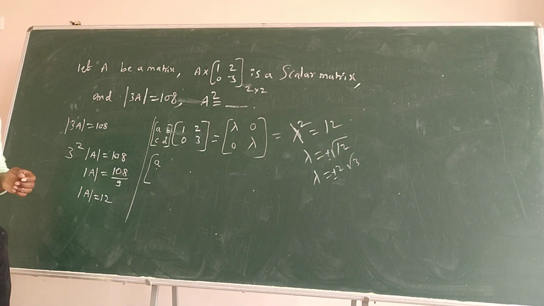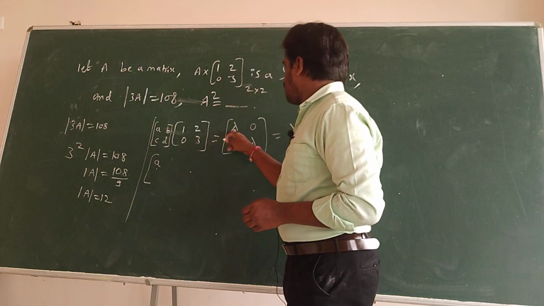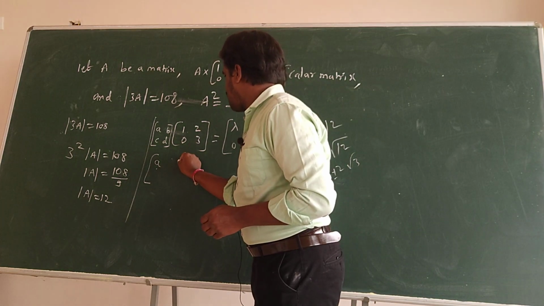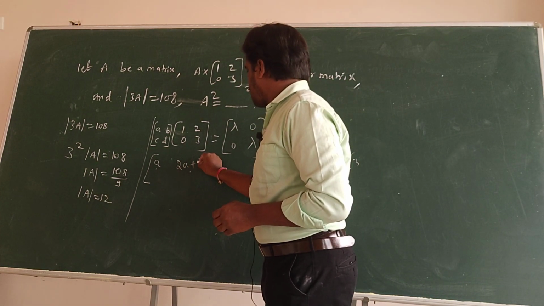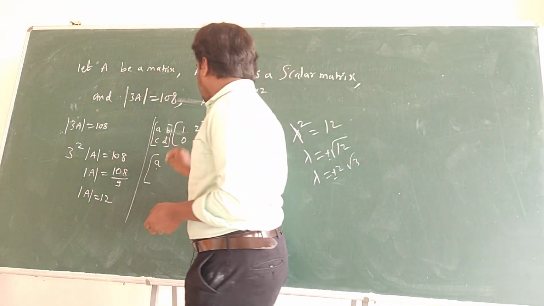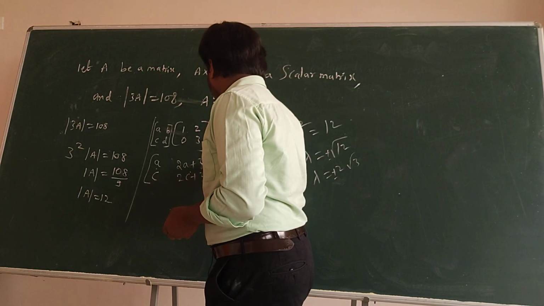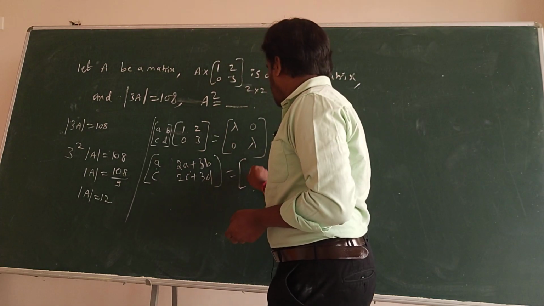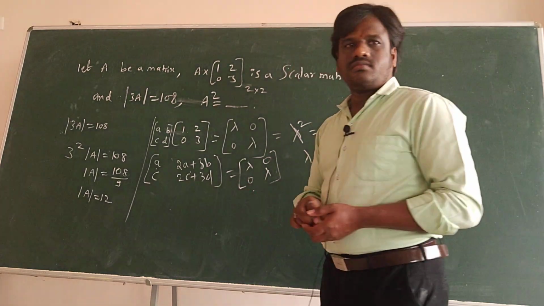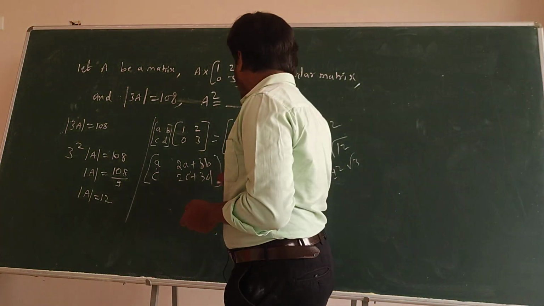Sure. So here you get... Chalo sir. A plus 0. Tell me fast now, sir. 2A plus 3B. Correct? C. 2C plus 3D is equal to lambda 0, 0, lambda. Correct? So I can equate these two here with these two.